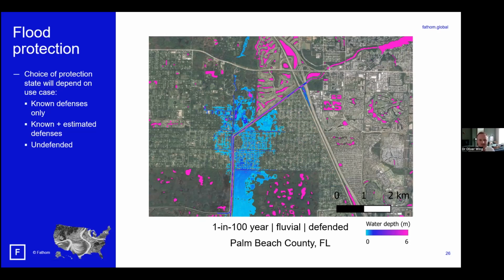Potentially in the engineering community, they might just be interested in known defenses and not have any of our additional assumptions surrounding that. But maybe in the insurance loss modeling case, you'd be much more interested in potentially more realistic estimates of defense standards in the absence of data. And then the undefended models, you might use to essentially explore what if these defenses didn't perform as we expected, or weren't there at all.